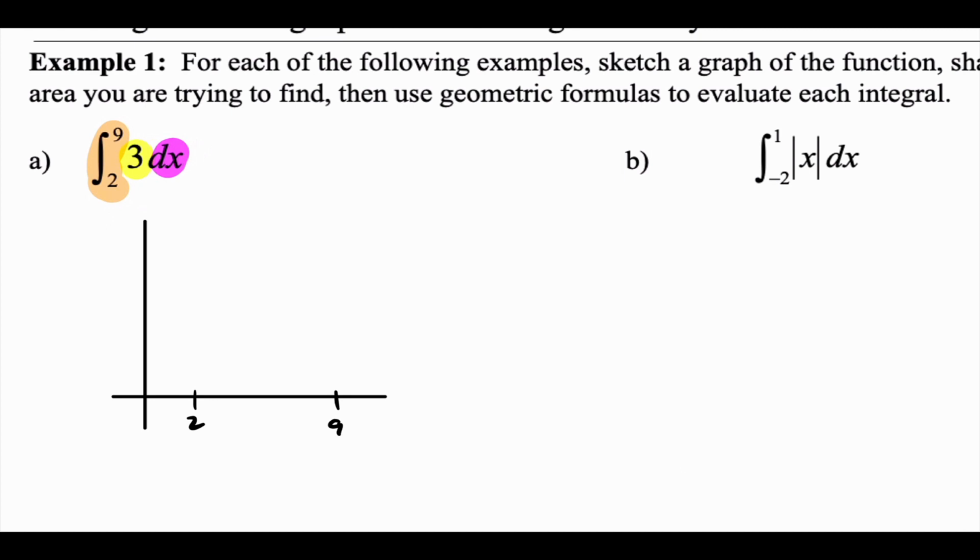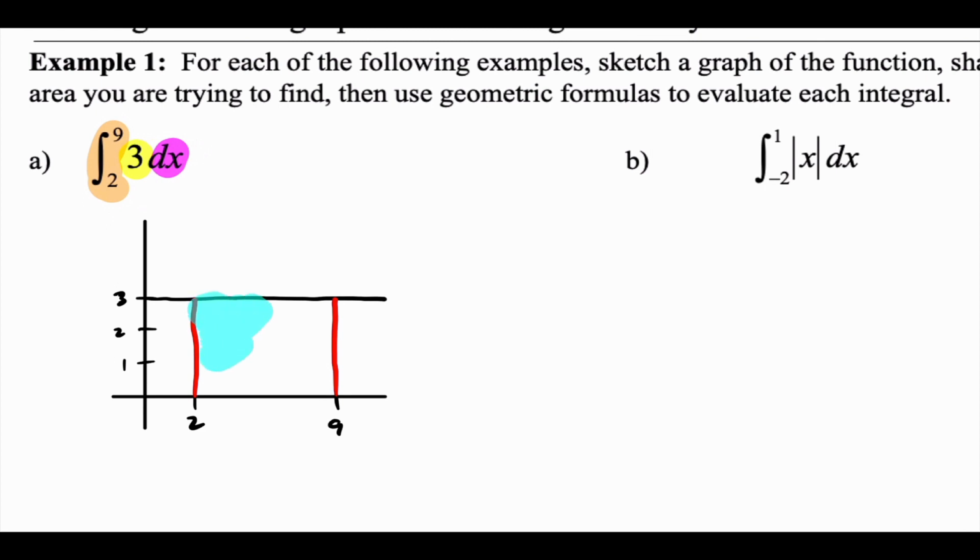Just a horizontal line at 3. Horizontal line, no slope, because it's not increasing or decreasing. So we have 1, 2, 3. Just like that. I only care about the region from 2 to 9, because those are my bounds.